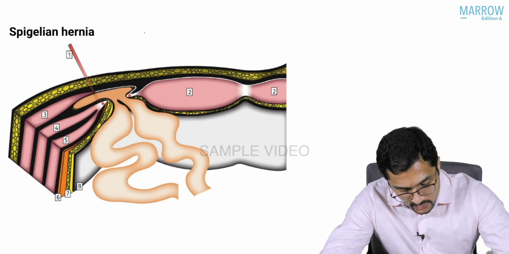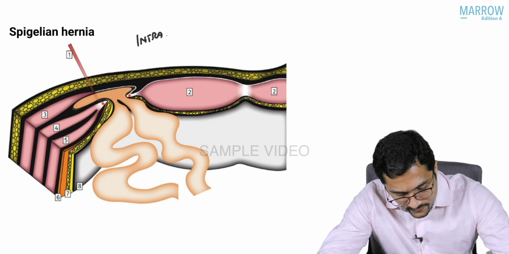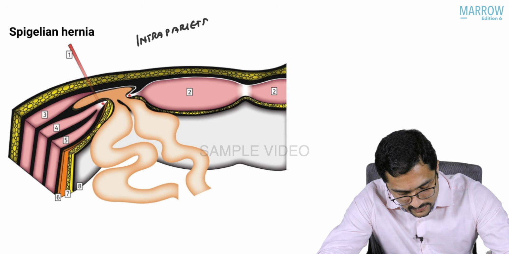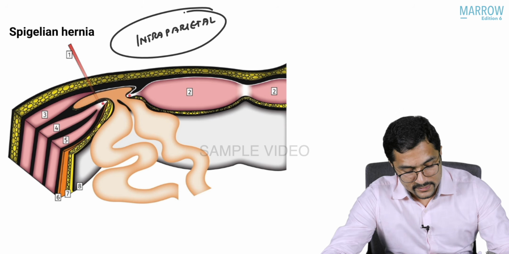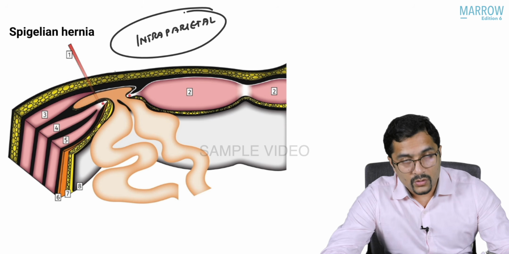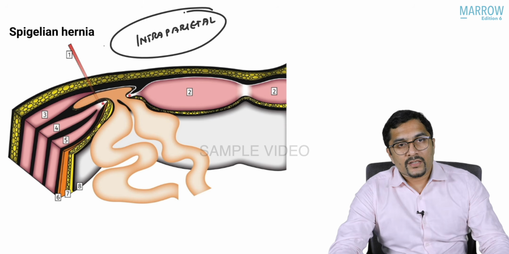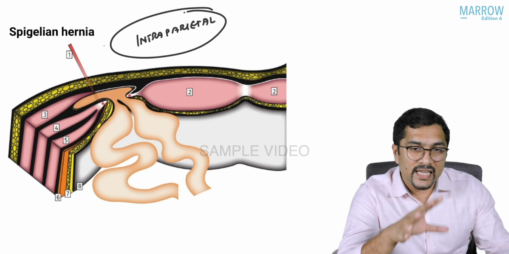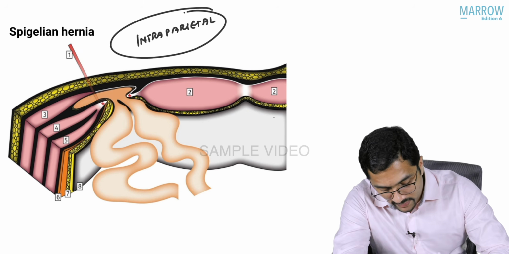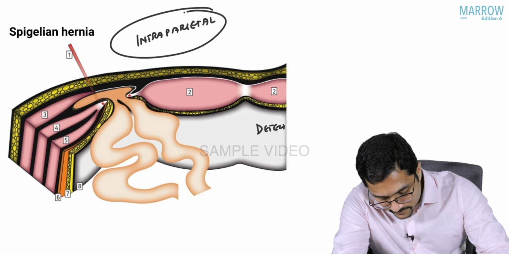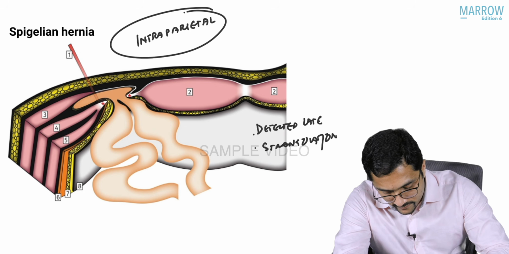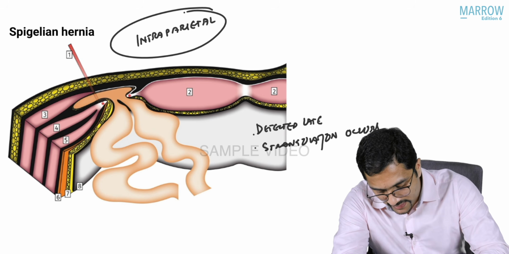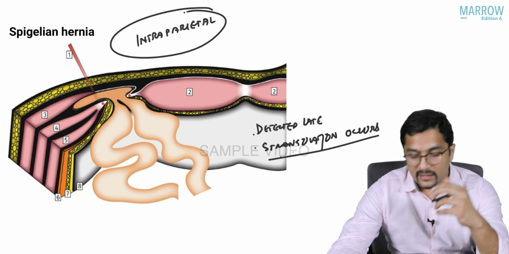Spigelian hernia is also known as intraparietal hernia. Here the sac lies in between the muscle layers, which is why it is detected late. It is detected when strangulation occurs, and that is when Spigelian hernias are usually detected.